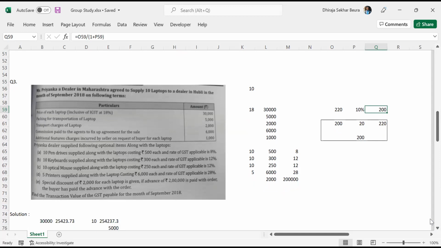Perfect. So we simply do 30,000 divided by 1 plus the rate, so 1.18. If you do that, that comes to 25,423. That is for one laptop. If you multiply 10 with it, for 10 laptops, that becomes 2,54,237. Any questions, please, on this? Okay, fair enough.